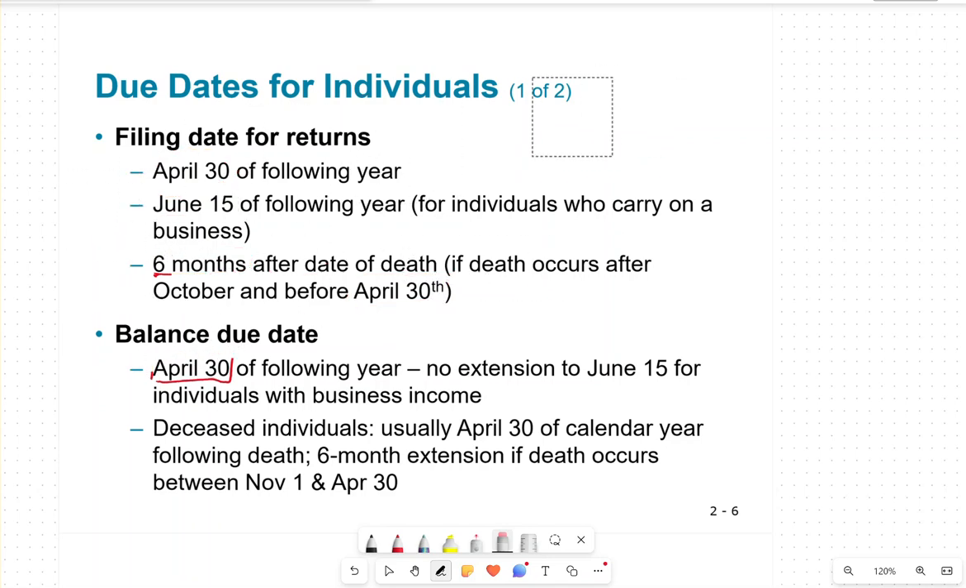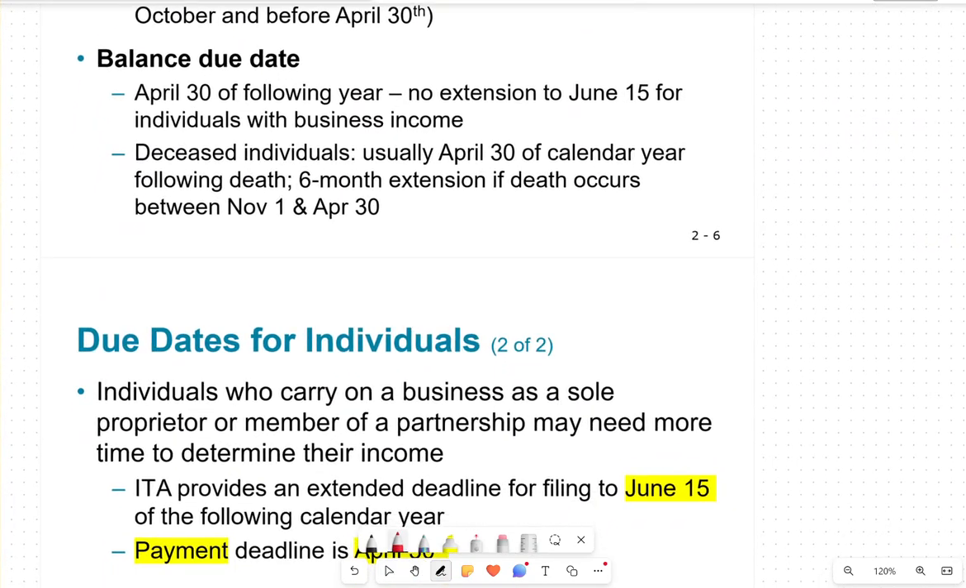So that's when you could file your return. Now this is also here, too: if the deceased person owes money, of course, then we call it estate filing. And then what it says is that usually April 30th of the calendar year following the death, or a 6 month extension if the death occurs between November 1st and April 30th.